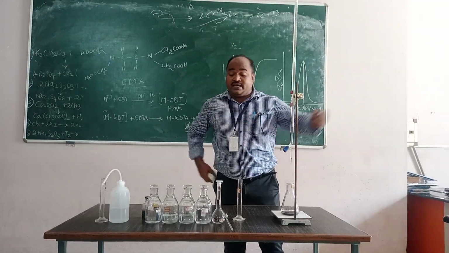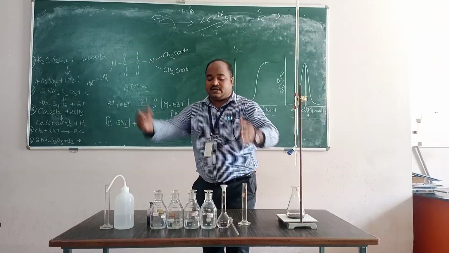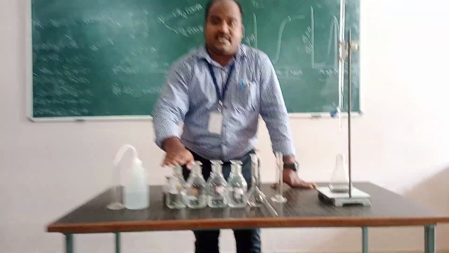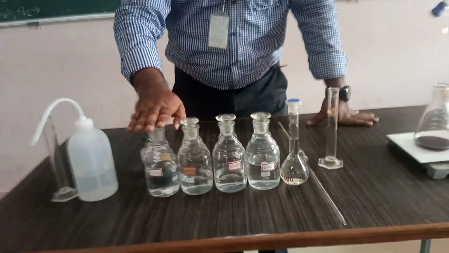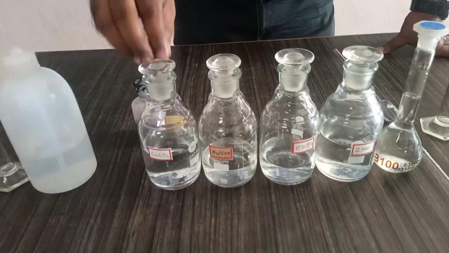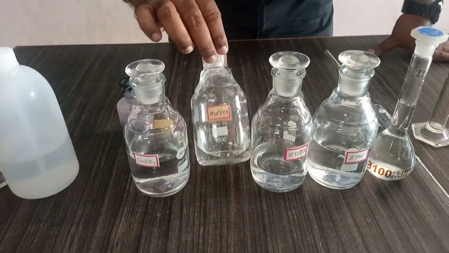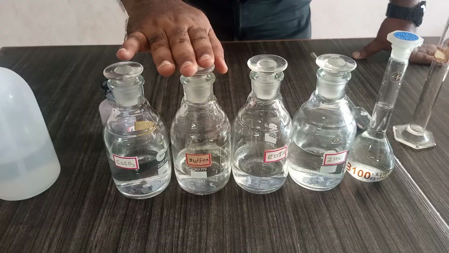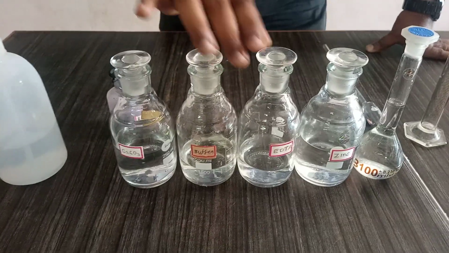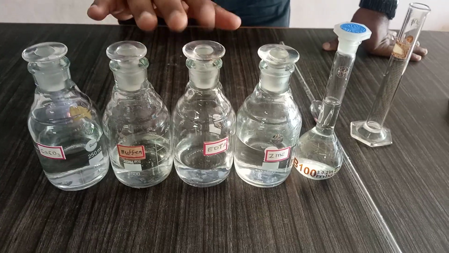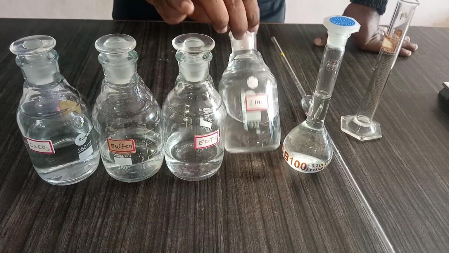So here in our experiment, we have calcium carbonate. For the standardization of EDTA, we will take calcium carbonate. Then this is a buffer solution, which is a combination of ammonium chloride and ammonium hydroxide. This is disodium EDTA, ethylene diamine tetraacetic acid, and this is zinc.